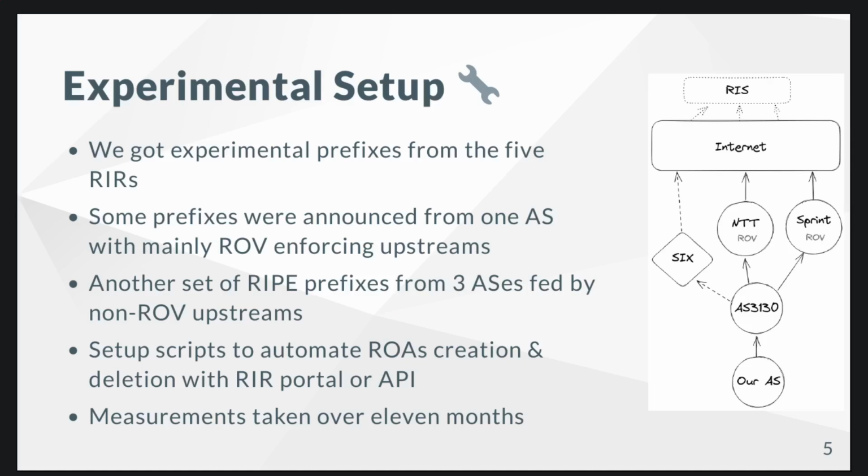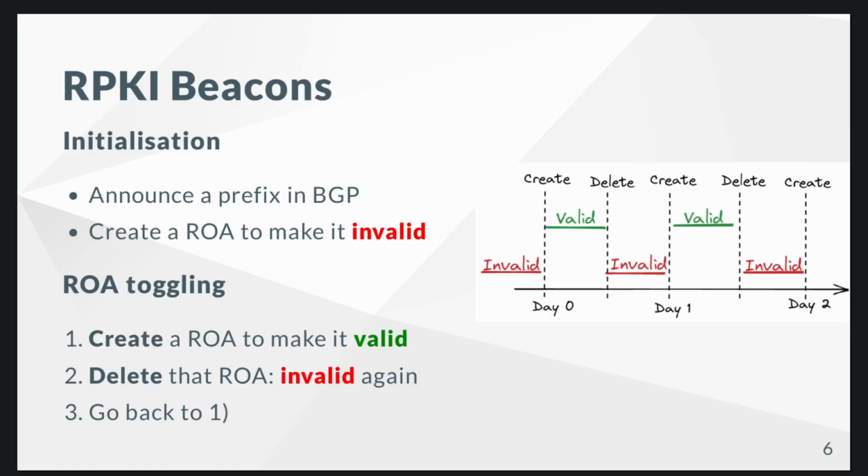So with that setup, what we do is we toggle our RPKI data and see how the internet reacts to it. To be more precise, we first announce our prefixes on BGP and create a ROA to make this announcement invalid. So at this point, they will be dropped by ROV. And then it's when we start the toggling.